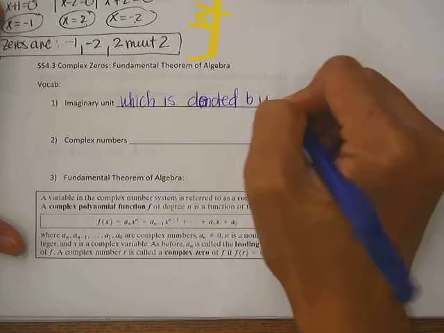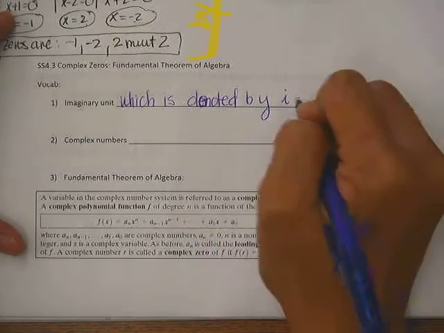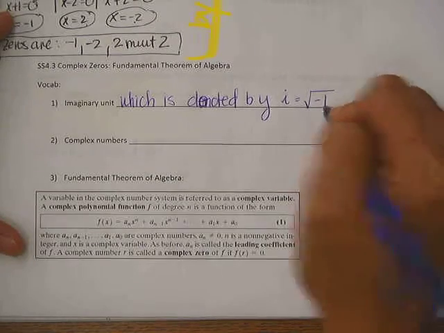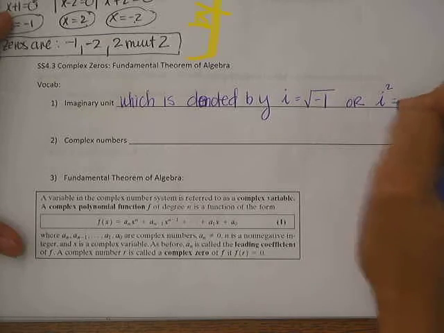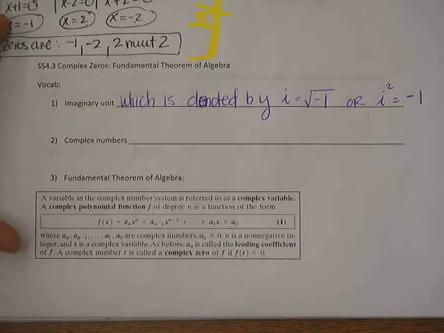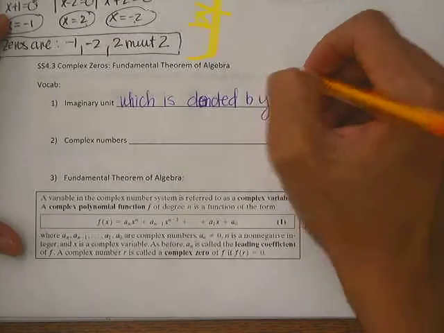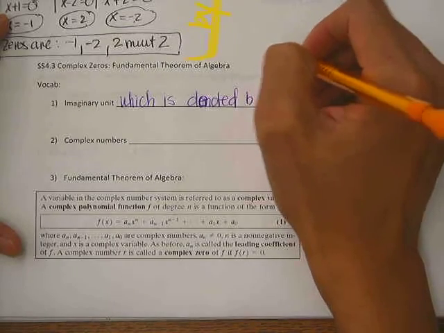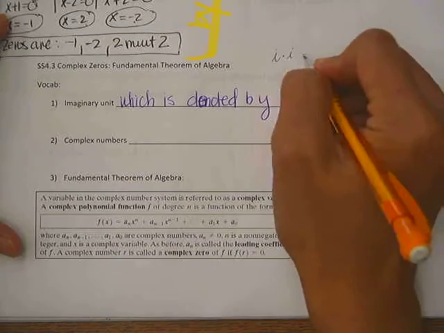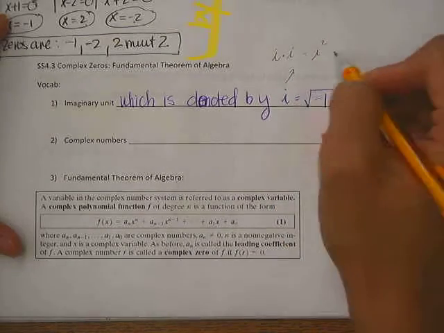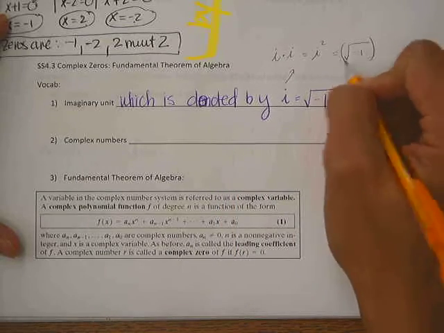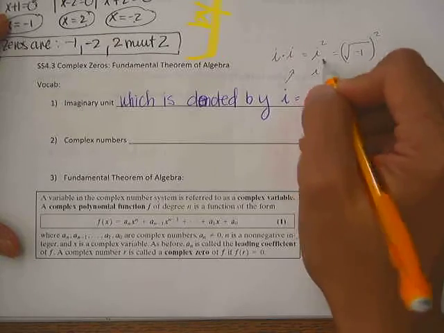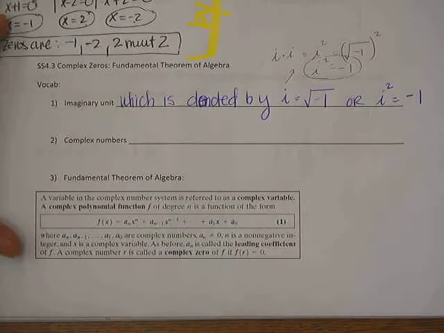Remember this? Okay, and i is equal to the square root of -1. Or if I have i squared, that should equal -1 without the square root symbol. The reason i squared equals -1 is because if I have i times i, that's i squared. If I'm squaring the left side, I should square the right side, so -1, the square root of -1 squared, so that means i squared equals -1. That's how they came up with that.